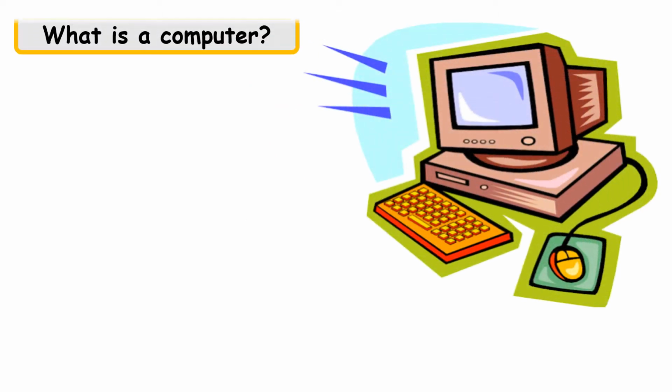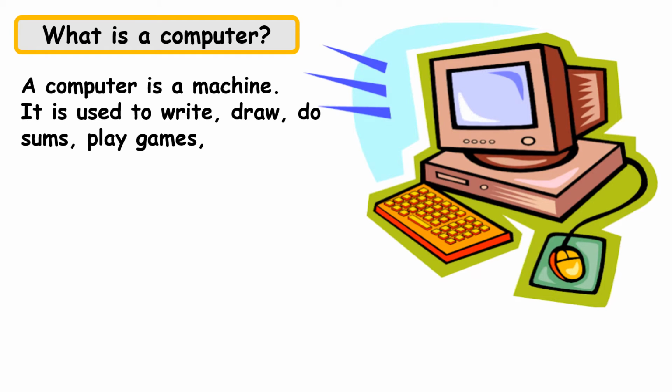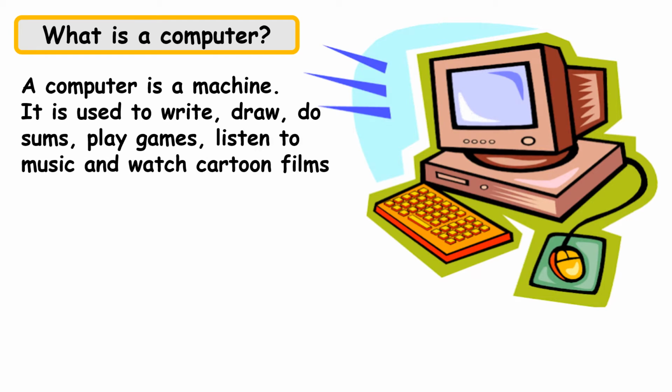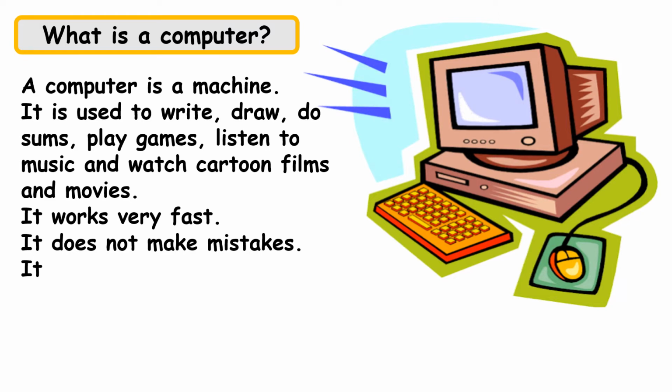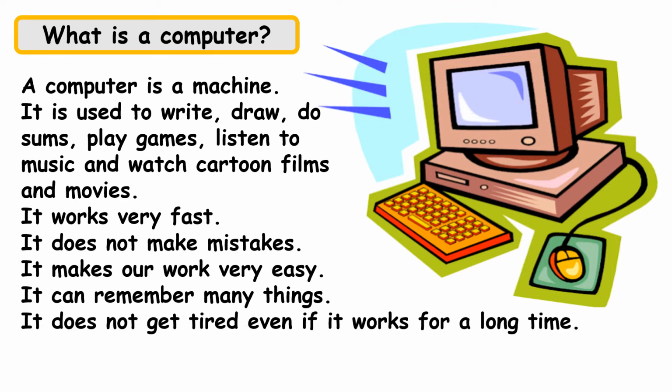Students, let us now see what is a computer. A computer is an electronic machine which is made up of devices. It is used to write, draw, do sums, play games, and various other activities. It works very fast. It does not make mistakes. It makes our work very easy.